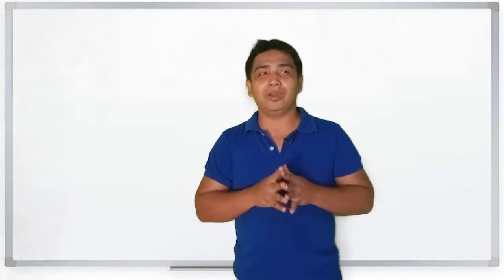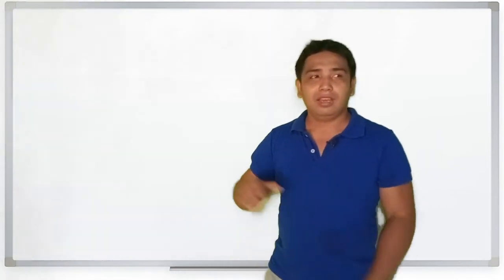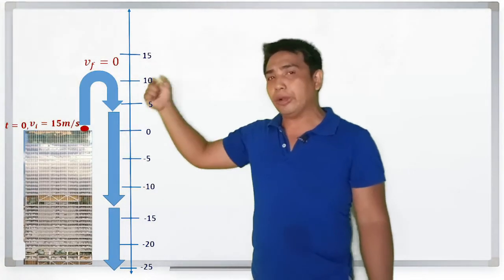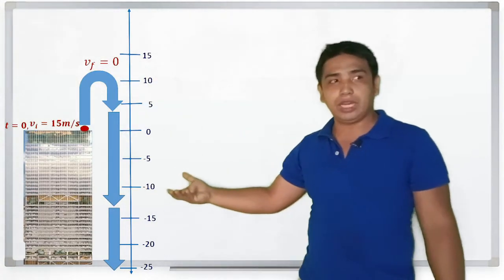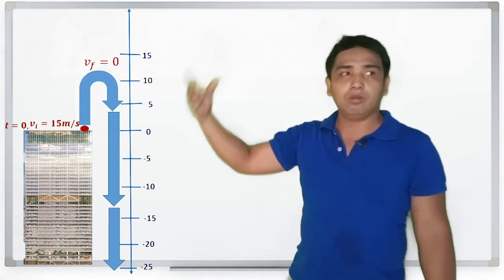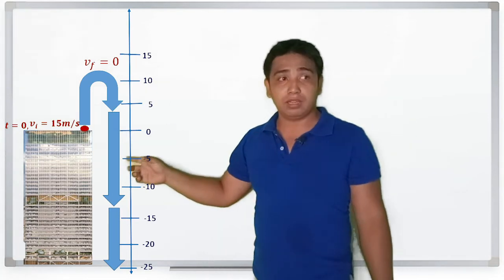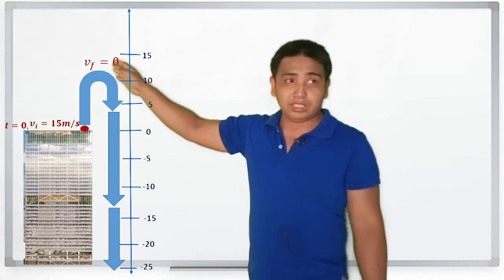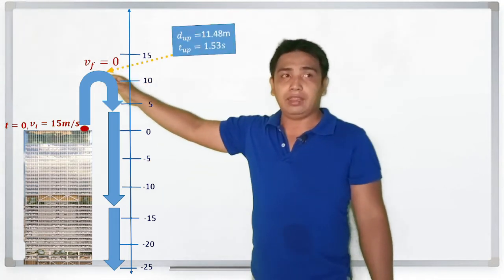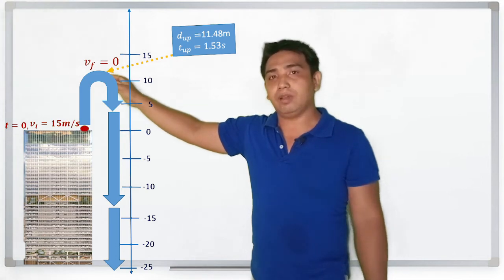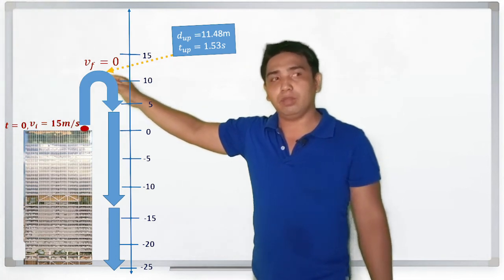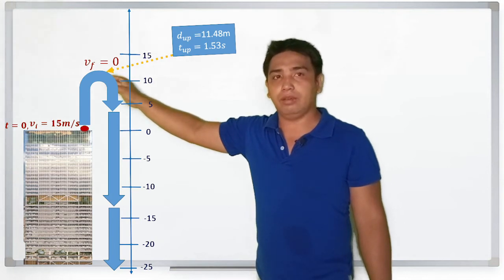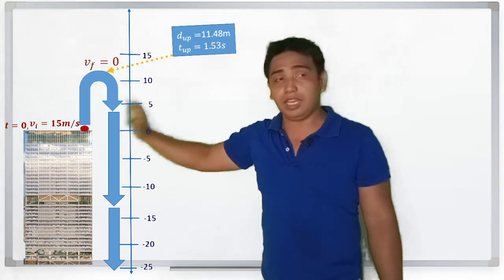Alright, so here is what we have found out. We go back to the diagram. Here is our building, and you are on top of the building and you have your red ball. You throw the ball with an initial velocity of 15 meters per second. After quite some time, it reaches its maximum height, and the maximum height reached by the object is 11.48 meters. And the time it takes for the ball to get up is 1.53 seconds.